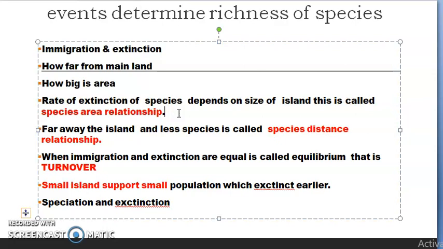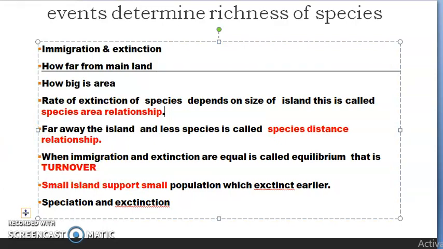When immigration and extinction are equal, at that stage, if we plot a graph of extinction as well as immigration, there will be an equilibrium that is known as turnover. A small island supports a small population which goes extinct earlier. It means in a small area the chances of extinction are higher. Now, what are speciation and extinction? That is, how new species are formed and how they go extinct.